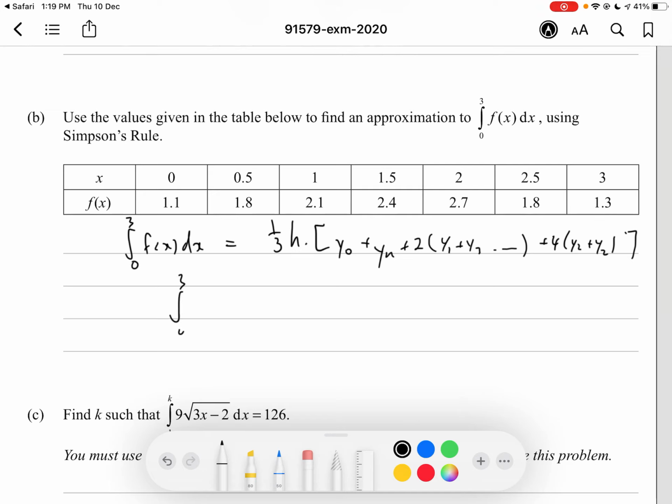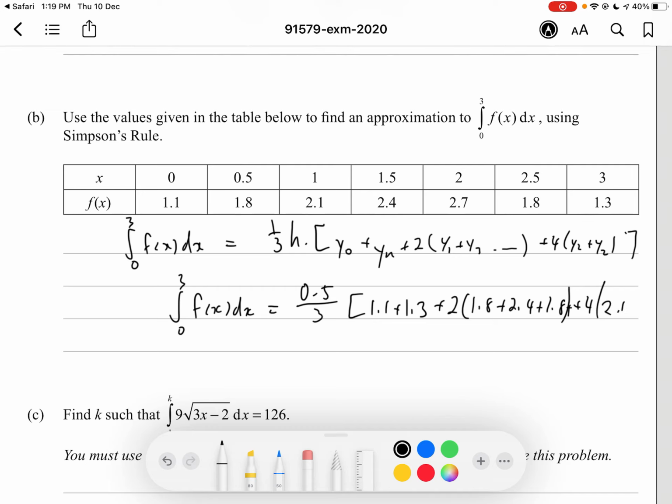So in this case, we'll have the integral from 0 to 3 of f of x dx equals h over 3, where h is just the size of the intervals. The size of the intervals in this case is 0.5, so we have 0.5 over 3 times 1.1, which is the first value, plus 1 times this last value, plus 2 times every odd value, which is 1.8, plus 2.4, plus 1.8, plus 4 times every even value, which is 2.1, plus 2.7.